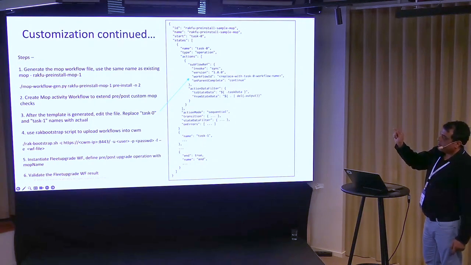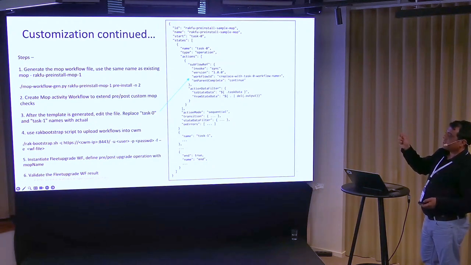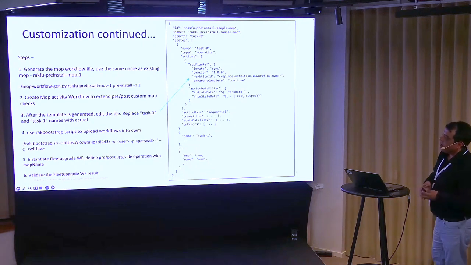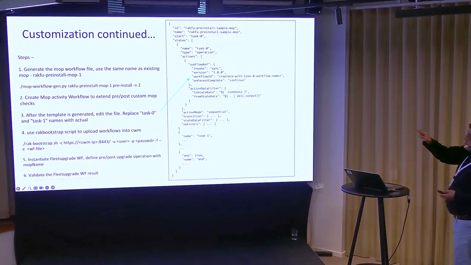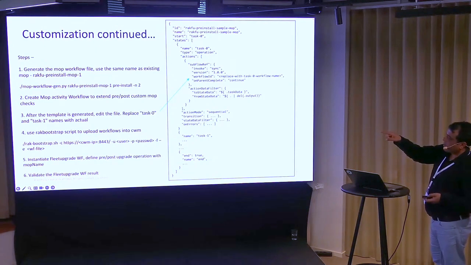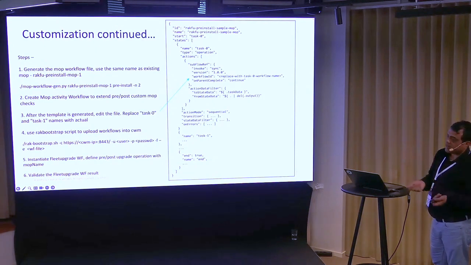And -n2 is nothing but I'm going to have 2 mop activities as part of that mop workflow, where I'm going to extend the execution or add those particular activities into my pre-install phase. In the second case, the second item is where we have to write a new mop activity workflow.